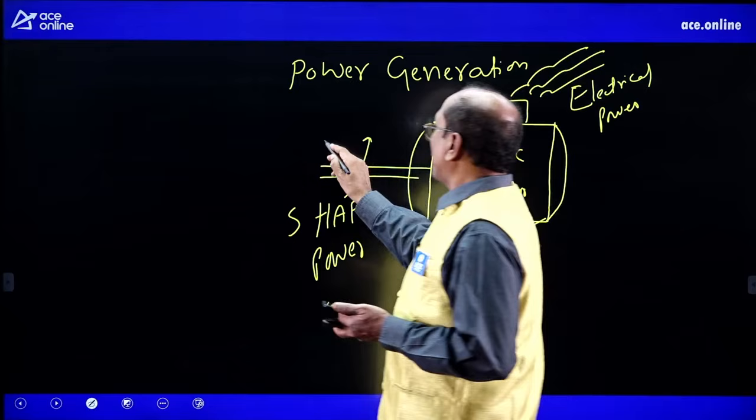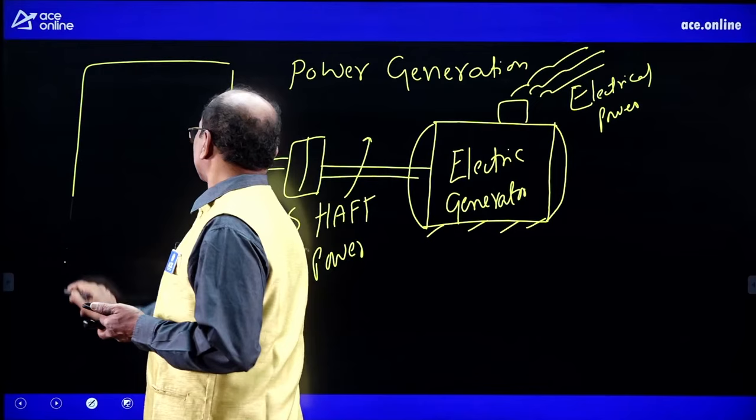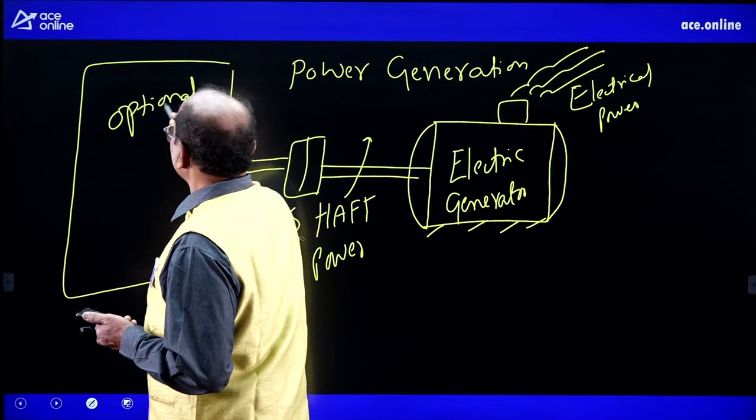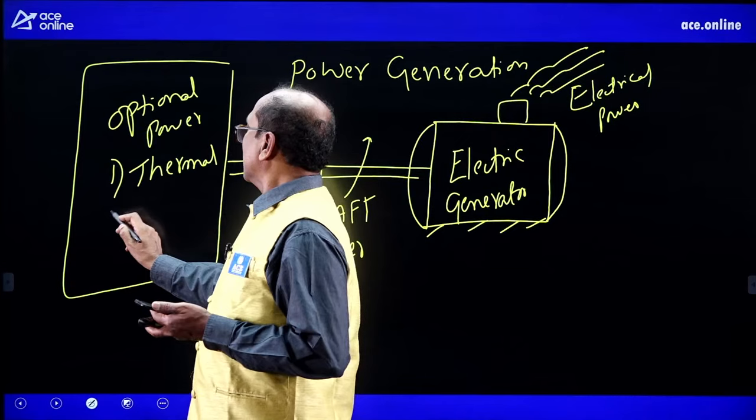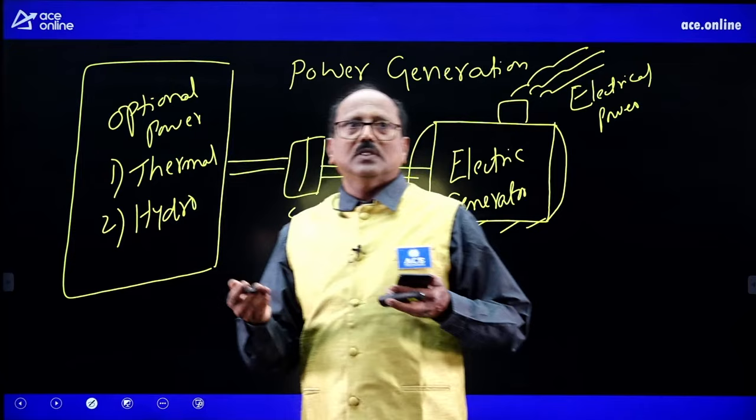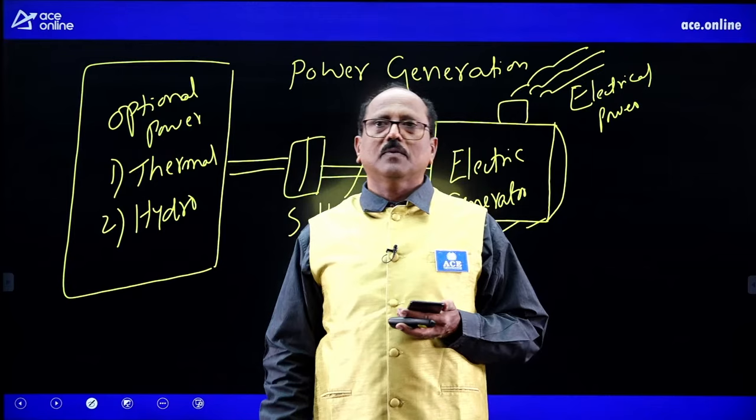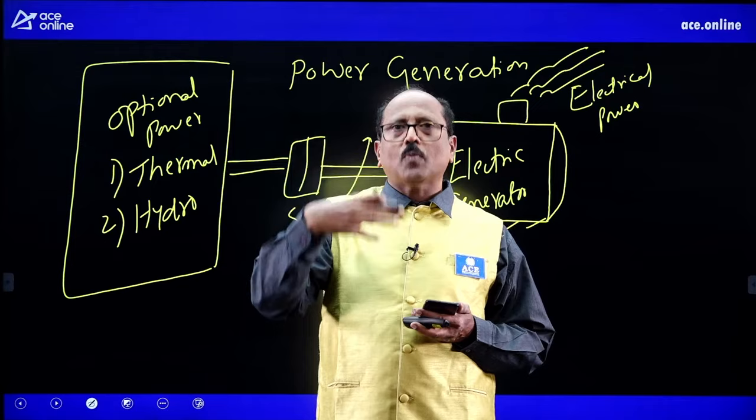To produce shaft power, what are the options? These are the optional power inputs. The power can be thermal power, mass production, maximum contribution is thermal only, more than 60% thermal. Second is hydro power plants. Third is renewable energy like solar and wind energy, not used by the Telangana state. So in Telangana state as of today, we have thermal power plants and hydro power plants.